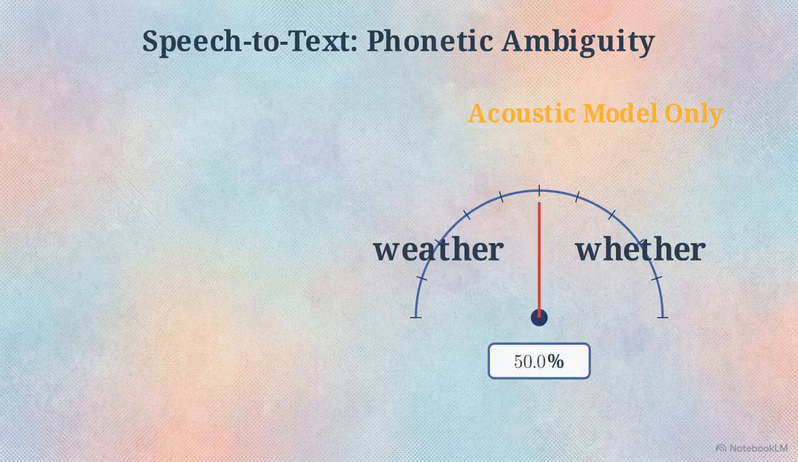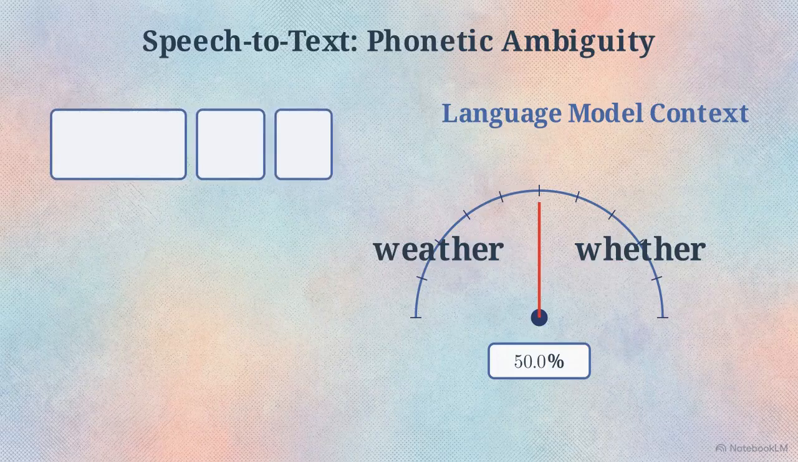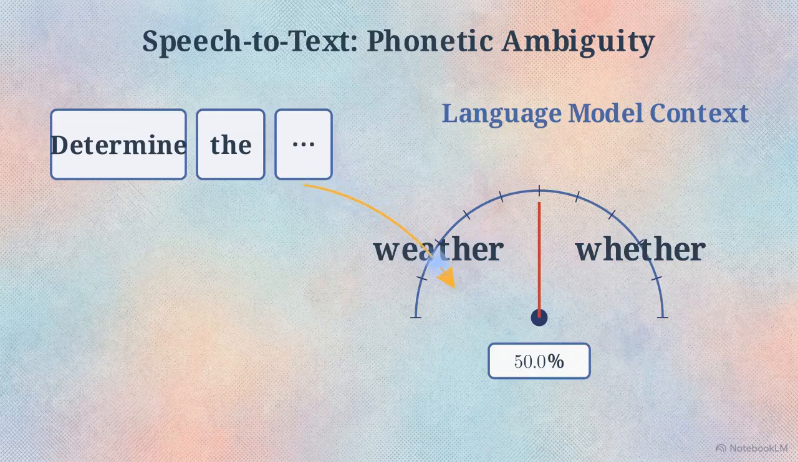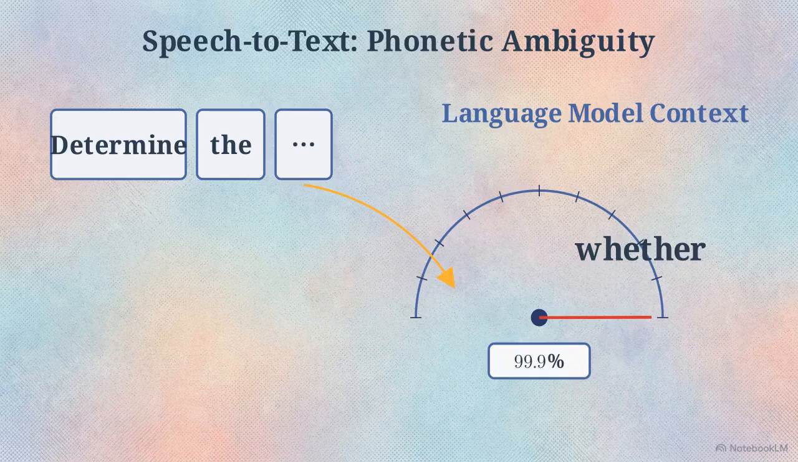This diagram shows the problem of homophones, words like weather and whether that sound identical. Because they share the same phonemes, the acoustic model cannot distinguish between them, leaving the probability meter stuck in the middle. The language model resolves this by looking at the surrounding context. When it sees the words "determine the," it knows the probability of the next word being the meteorological weather is near 0, and it locks on to the correct spelling instantly.